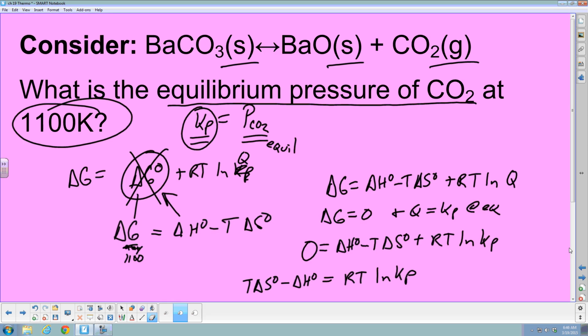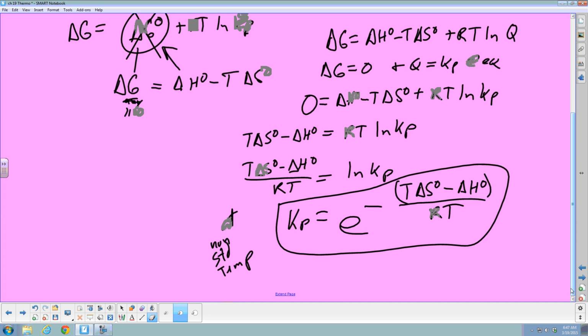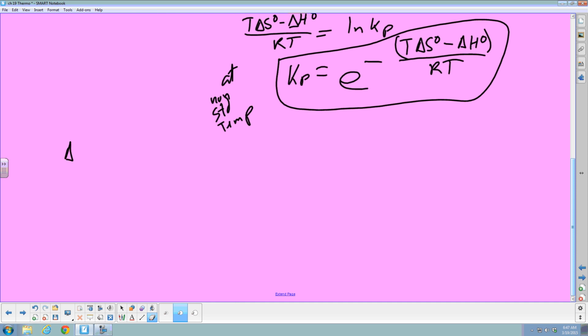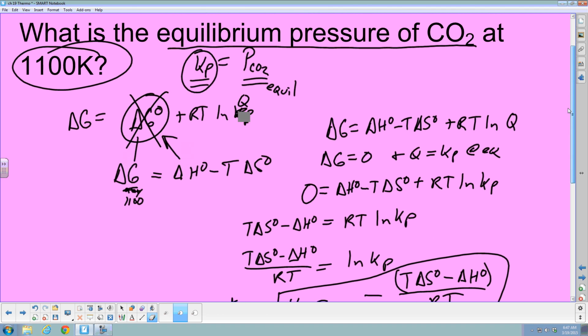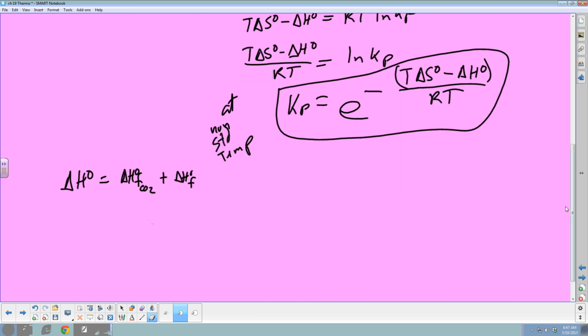There we go. Okay, we just have to plug in some numbers. I need to find my delta H prime, which is going to be the delta H formation of my CO2 plus the delta H formation of my BaO, minus the delta H formation of my barium carbonate.